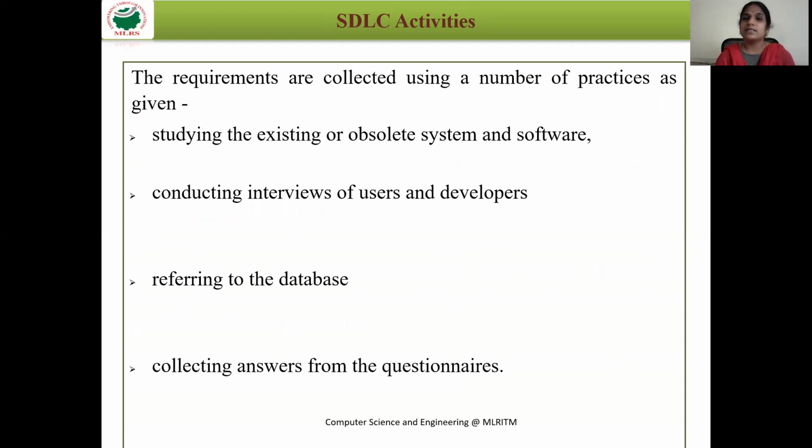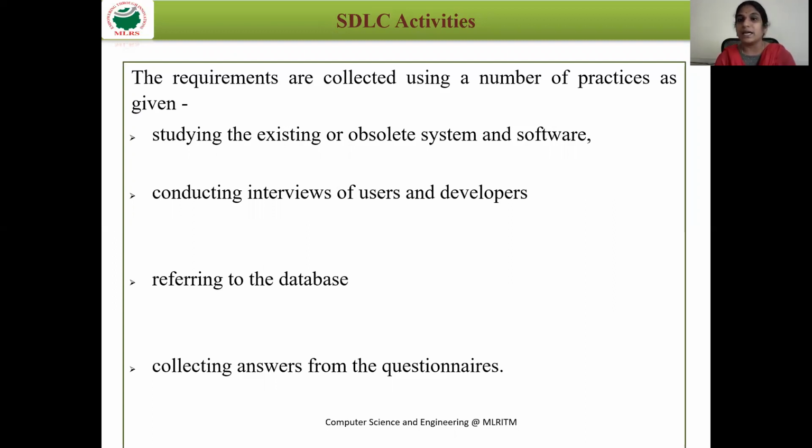Sometimes the system is already there, means the application is already there, which is an existing system, but we want some modifications to be done. So in that case, what we are going to do, we are going to study the existing system thoroughly and find out what modifications are expected and how we can make those changes in the application.